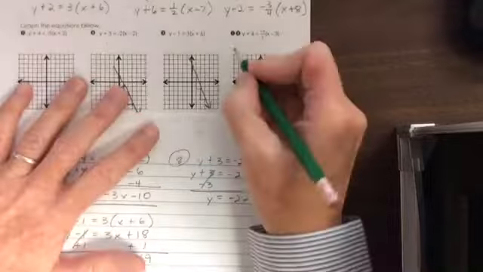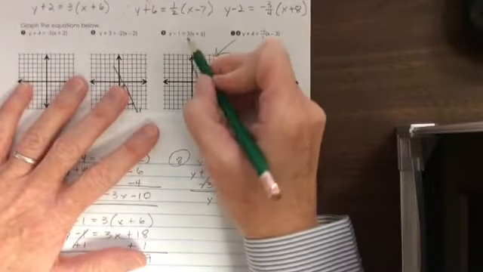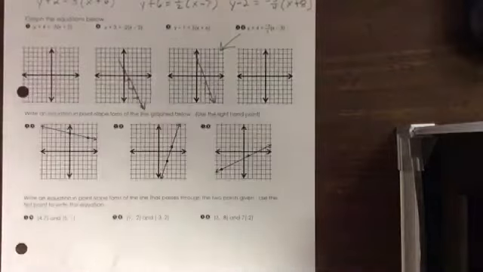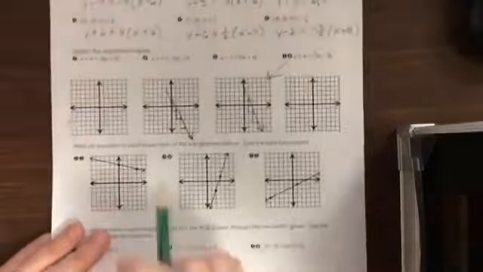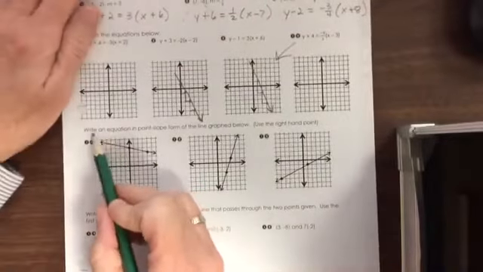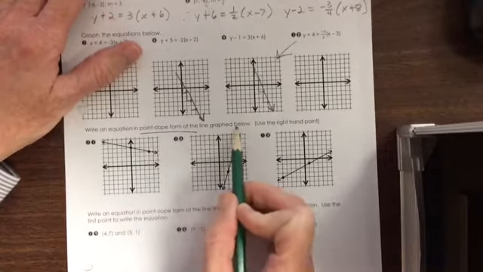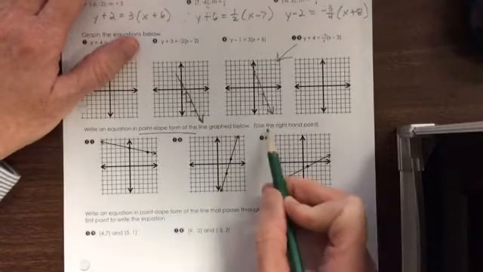Oh, I think I graphed it on the wrong one, but that's okay. That's for that one because we didn't graph this one, it was too big, and we didn't graph number 7 because it was too big. That's okay. So let's see here. Write an equation in point slope form of the line graph below and use the right-hand point.